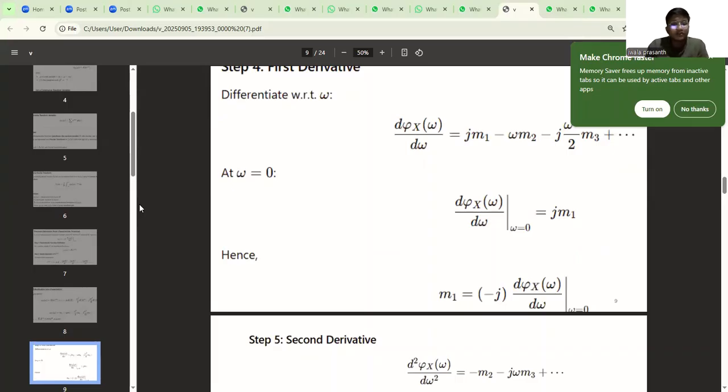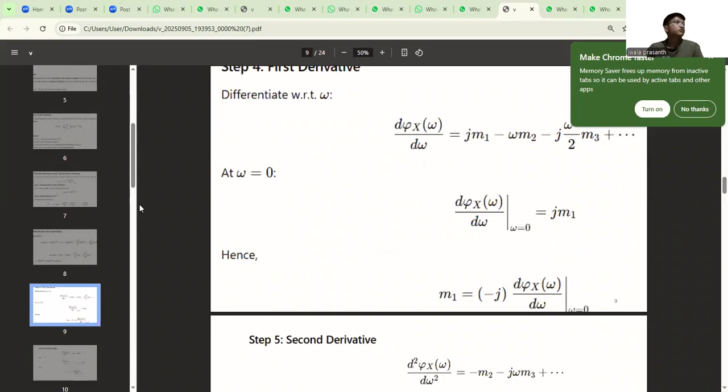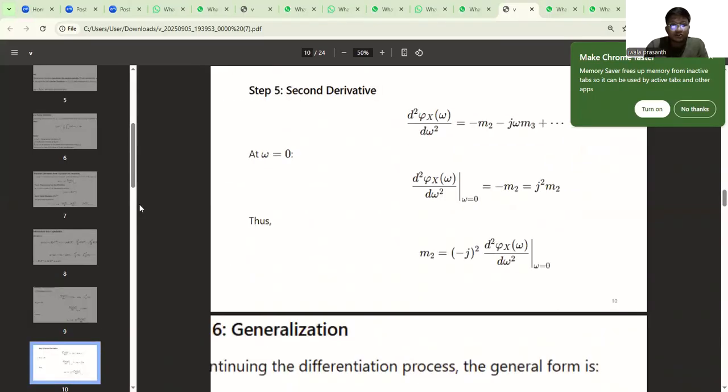Step 4: first derivative. We know d phi X of omega by d omega is equal to j m1 minus omega m2 minus j omega square by 2 m3 plus so on. At omega equal to 0, d phi X of omega by d omega is equal to j m1. Hence m1 is equal to minus j d phi X of omega by d omega at omega equal to 0.